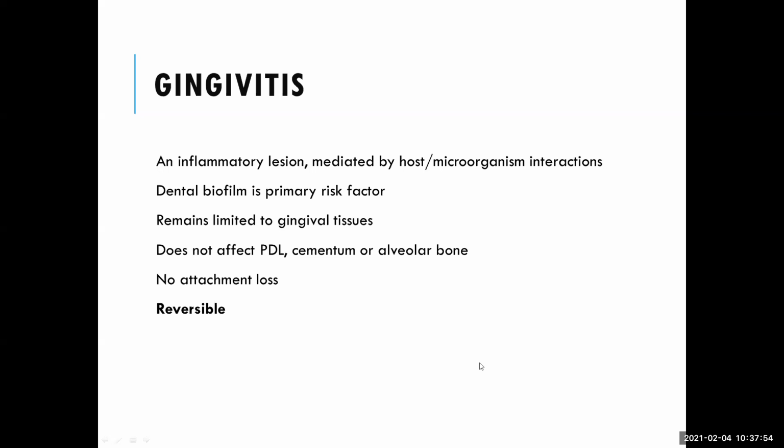Gingivitis is a periodontal disease. Gingivitis is the only reversible stage of that periodontal disease. There is no apical migration of the junctional epithelium. That's another way of saying there's no attachment loss. There's no apical migration of the junctional epithelium with gingivitis.